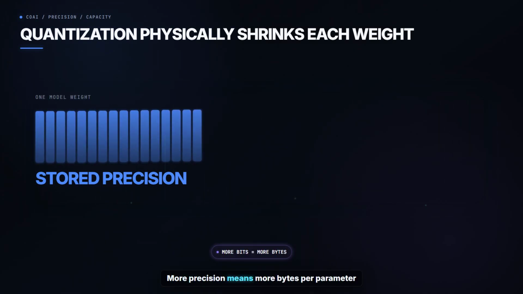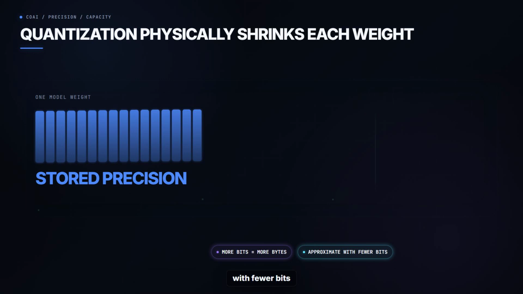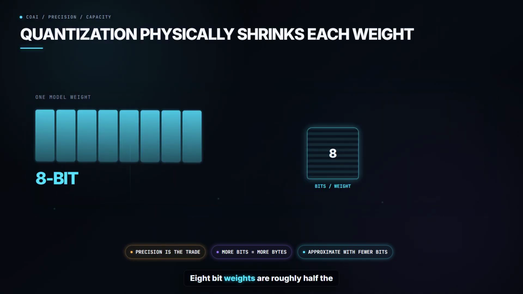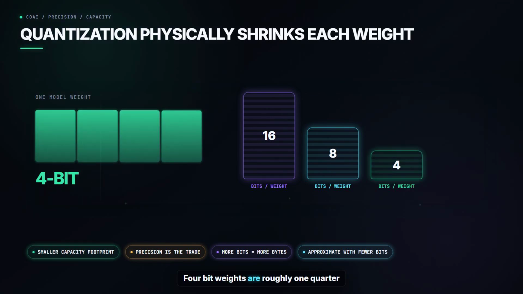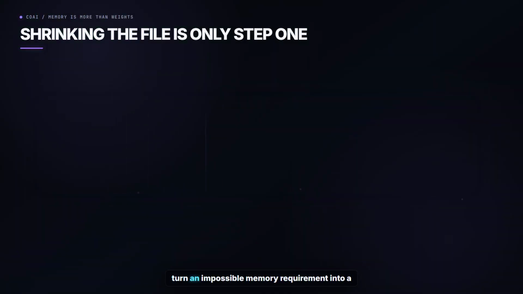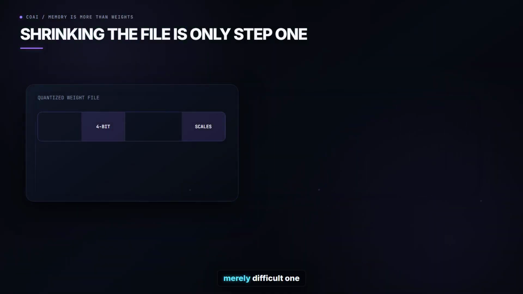More precision means more bytes per parameter. Quantization stores approximate versions of those numbers with fewer bits. 8-bit weights are roughly half the raw weight storage of 16-bit weights. 4-bit weights are roughly 1/4 before metadata and format overhead. That can turn an impossible memory requirement into a merely difficult one.